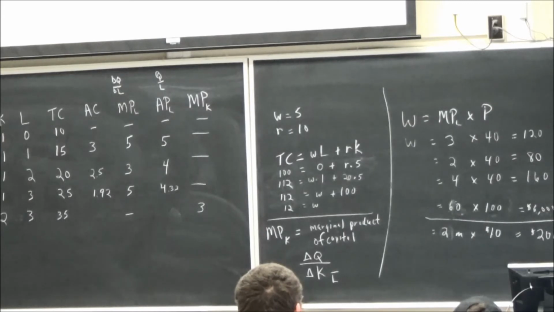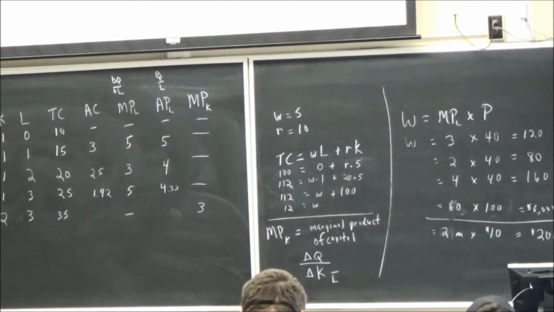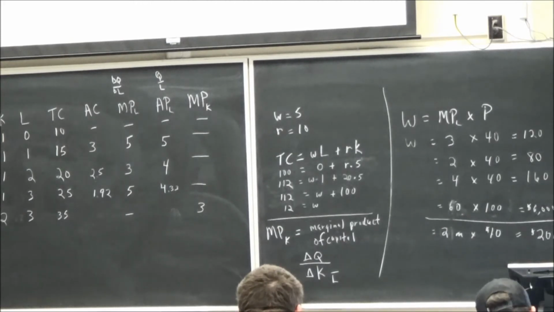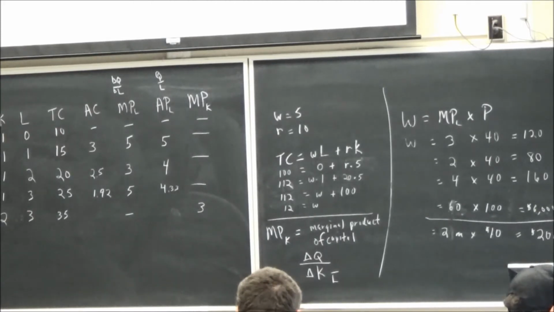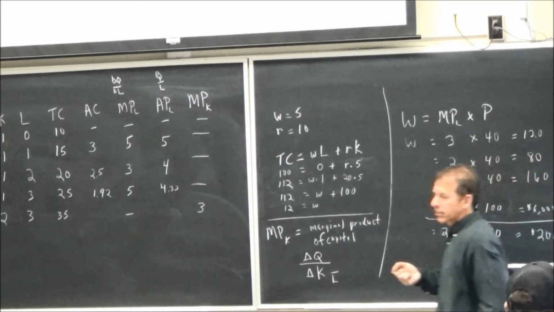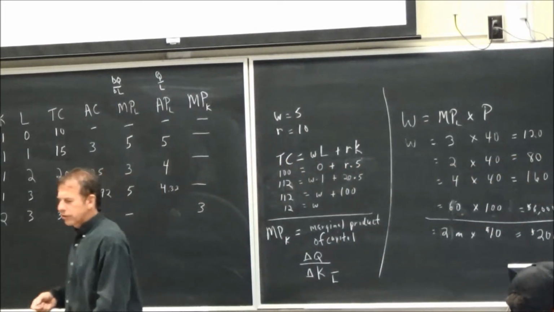Yes? Okay. Why are you saying 20 again? Because that's what I solved for up here. That the rental cost of capital is 20. Because it's 100 divided by 5. It's your fixed cost too, right? So your fixed cost is equal to 100 in this.